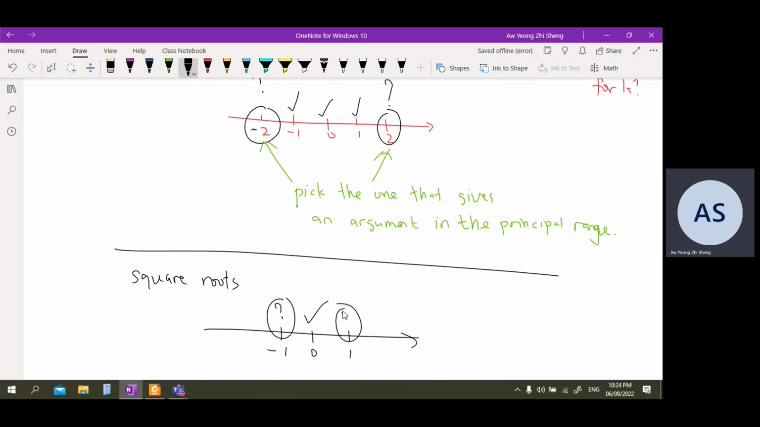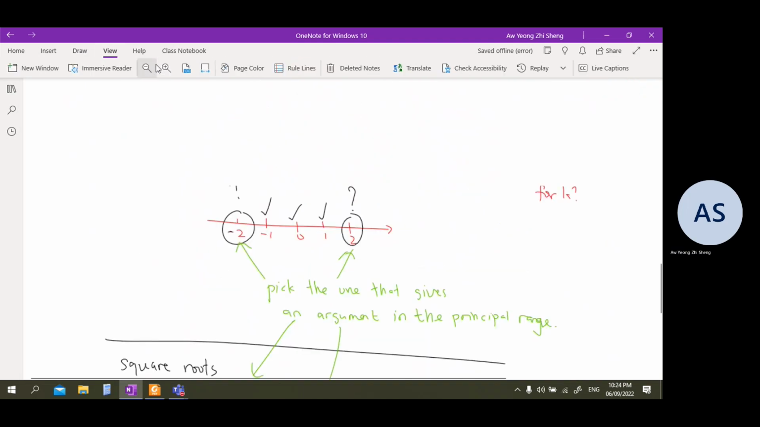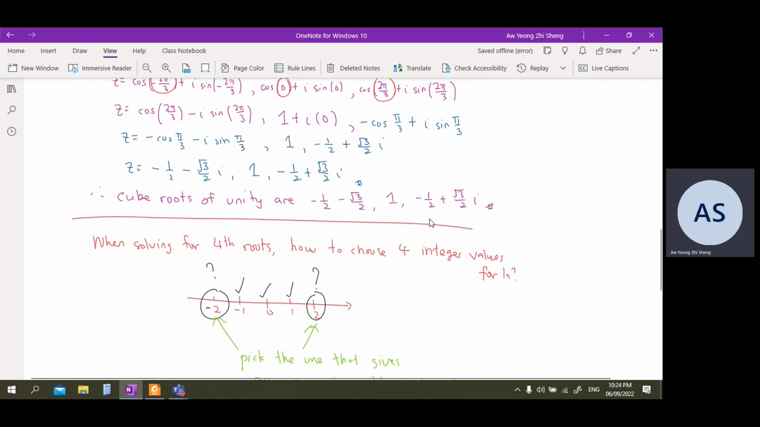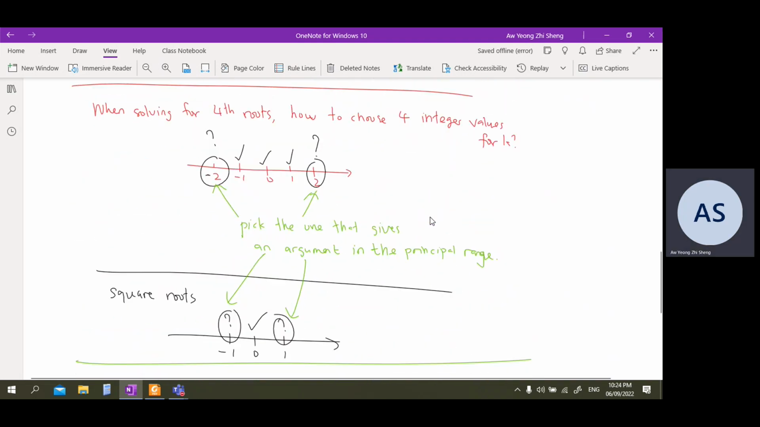Again, we have a dilemma. We are not sure. So the guideline to decide is the same. We'll pick the one among -1 and 1. It will pick the integer value that gives an argument in the principal range when substituted into our answer. Right. Okay, so this is how we choose the consecutive integer values for k.